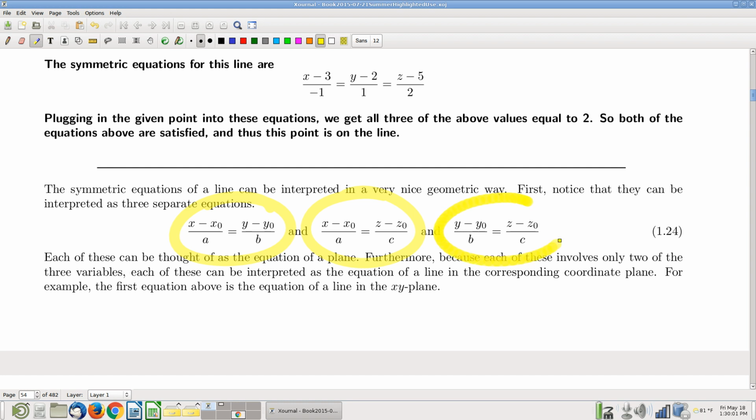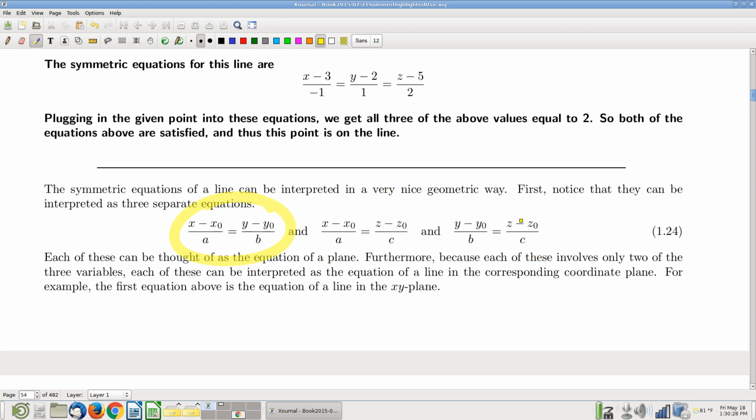If you say you need three things to equal each other, then I need the first one to equal the second one. I also need the first one to equal the third one. And I also need the second one to equal the third one. So it's kind of three equations in a way. I mean, it's two equations, but it's kind of three equations, depending on how you look at it. So I want to look at these three equations and ask, what do these equations individually represent? And it turns out it's really interesting how this plays out.